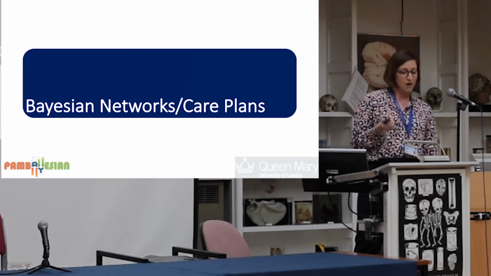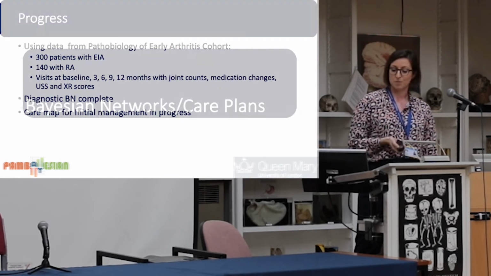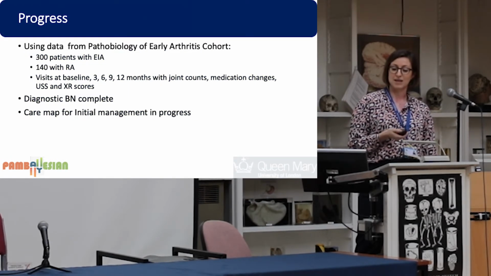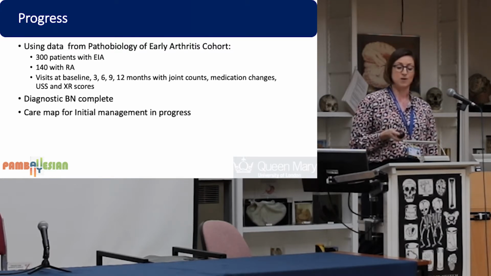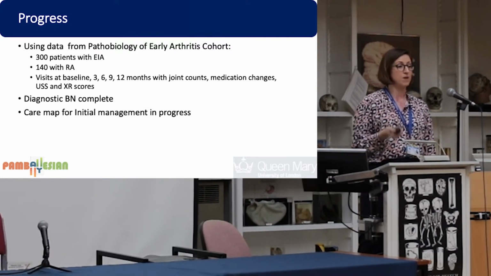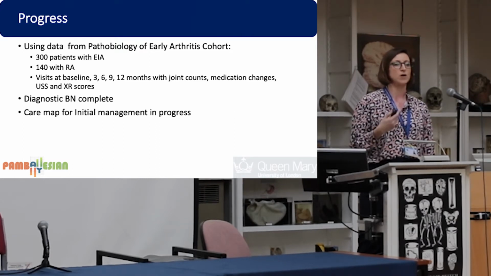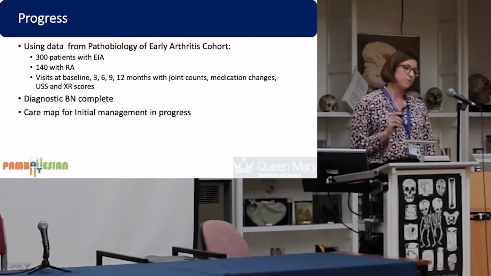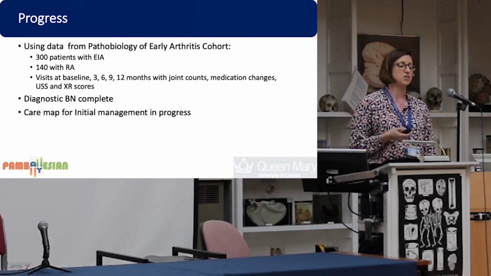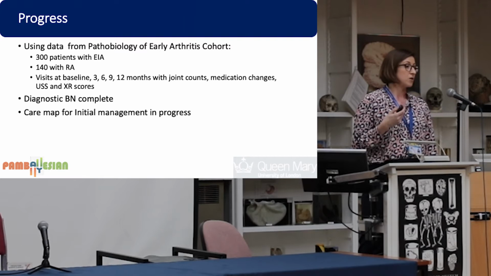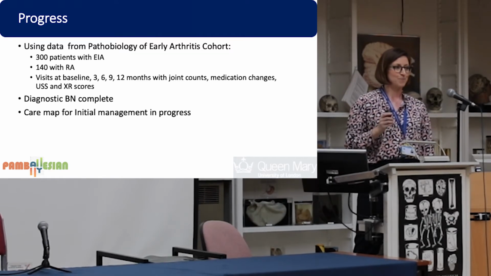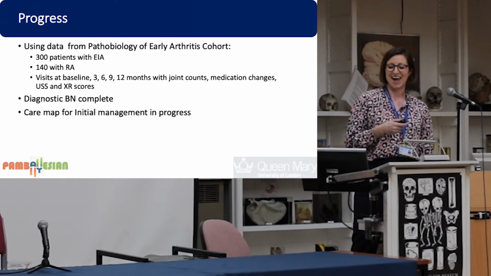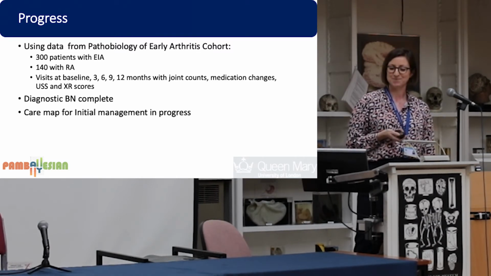I'm not going to talk too much about either of these things, because I know that other people will be, but I've been working with Ali on the Bayesian networks and care plans, so we're using data from the Pathobiology of Early Arthritis cohort study, which has about 300 patients with early inflammatory arthritis, and it tracks them over their first year. We have 144 rheumatoid arthritis patients with visits throughout the year, and a huge amount of data, so joint counts, medication changes, background risks, ultrasound and X-ray scores, just to touch on a few. The diagnostic Bayesian network is pretty much complete, and the care plan for the initial management is in progress.